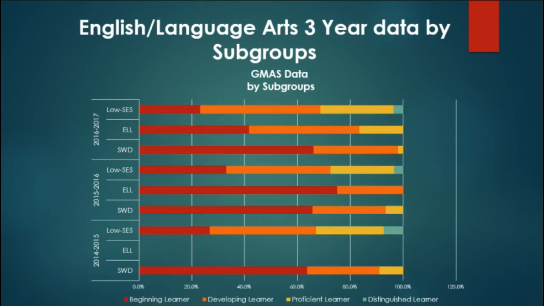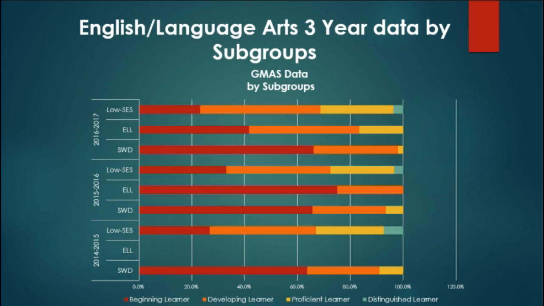Now that we've looked at 3 years of language arts data using the same group of students, we will disaggregate the data to see if subgroups have changed, which could be a contributing factor in increases and decreases over the past 3 years. In 2014-15, there were not any distinguished ELL students according to the GMAS data. But in 2015-16, the amount of ELL increased to 75% of beginning learners.